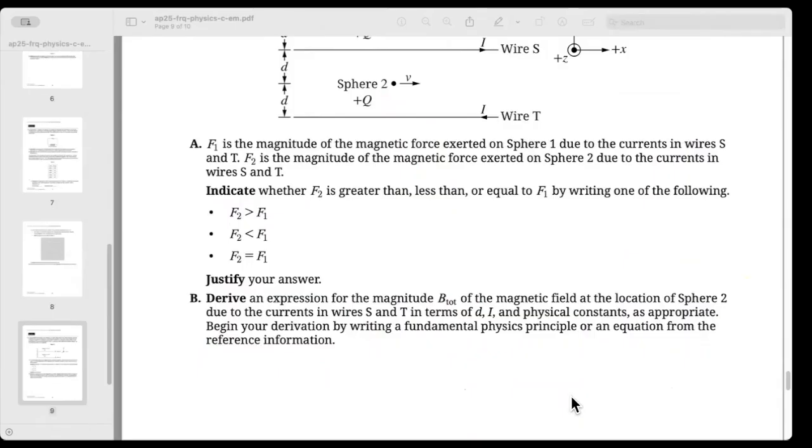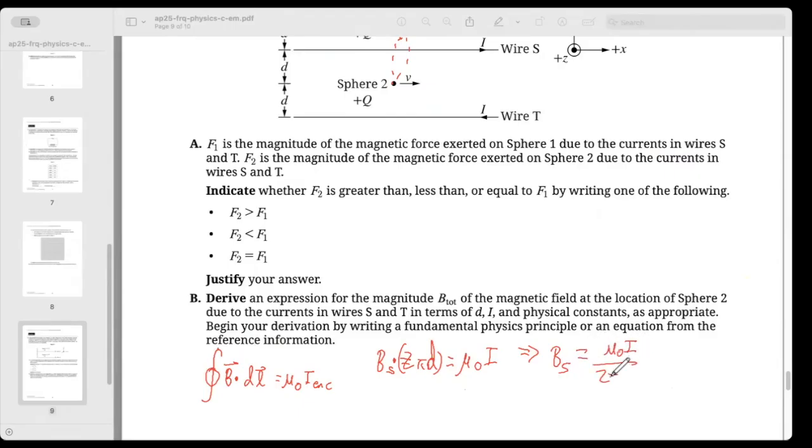Okay. Derive an expression for the total magnetic field. This is easy. You just have to use Ampere's law for this. It's an infinitely long wire, so integral of B dot dl equals mu naught times I enclosed. So the magnetic field due to wire S is going to be multiplied by 2 pi r. I'm going to create an Amperian circle of distance d, actually, not r, d, around wire S, and that should just equal mu naught times I. That implies that the magnetic field due to wire S is mu naught I over 2 pi d.